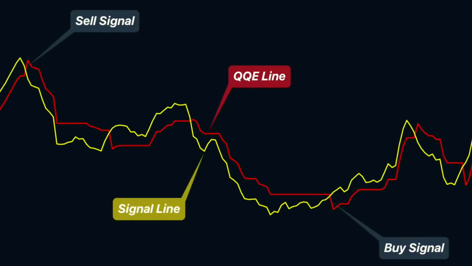The QQE, or Quantitative Qualitative Estimation, is based on the Relative Strength Index and smoothed with a Wilder's smoothing method. It consists of 2 lines, the QQE line, the main line, and the signal line. This indicator is super versatile, identifying trends, overbought, oversold levels, and entry-exit points. For our strategy, we'll use this tool effectively and uniquely.